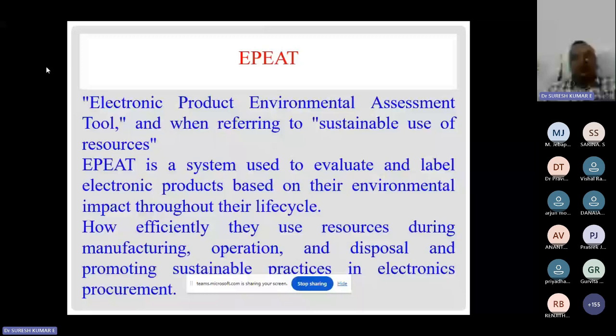It evaluates and labels electronic products based on their environmental impact throughout their life cycle, not only at the time of manufacturing or operation. There are even protocols on how to decommission and how to dispose of e-waste. It looks at how efficiently they use resources during manufacturing, operation, and disposal, promoting sustainable practices in electronic procurement. That's why it is a subject for electrical students as well as electronic students. Of course, it is there for civil and mechanical students also.